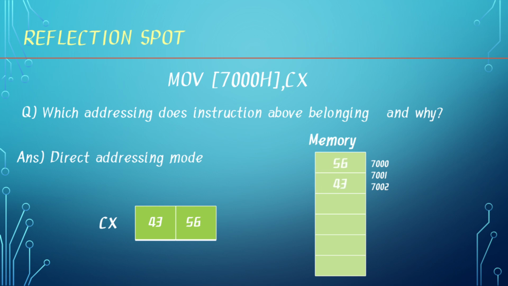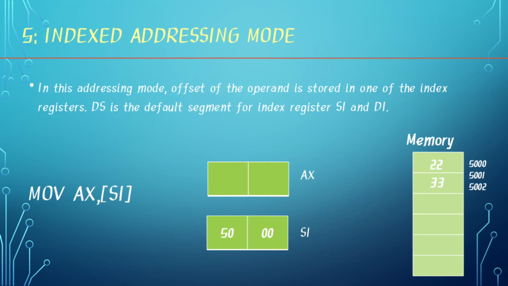Okay. So at memory location 7000, the CX register data is moved. Next, coming to the indexed addressing mode. In this addressing mode, the offset of the operand is stored in one of the index registers. And DS is the default segment of the index registers SI and DI.